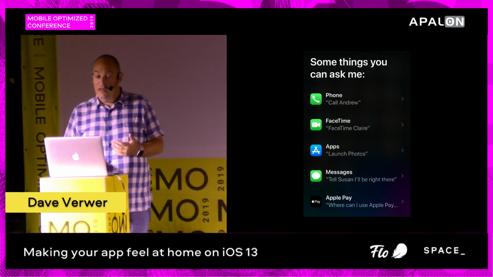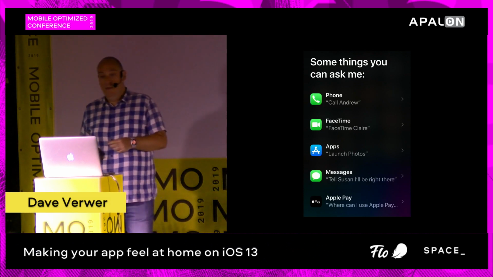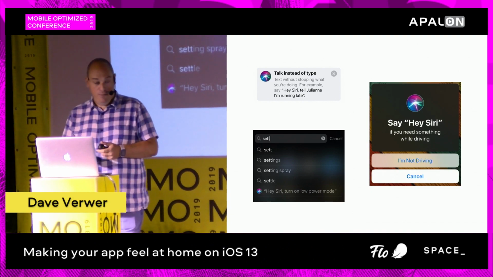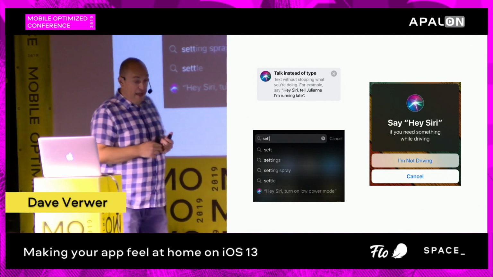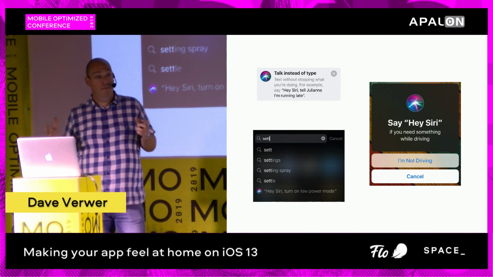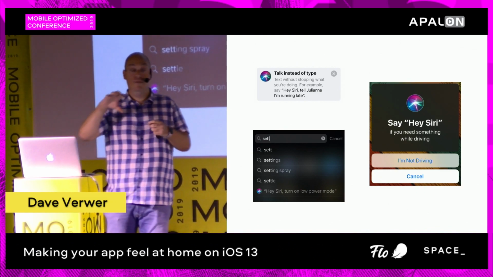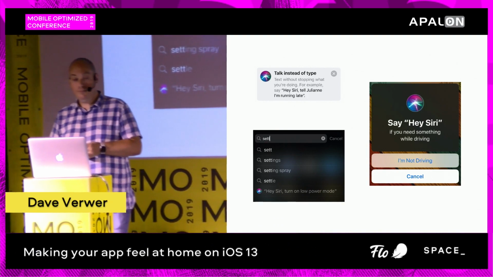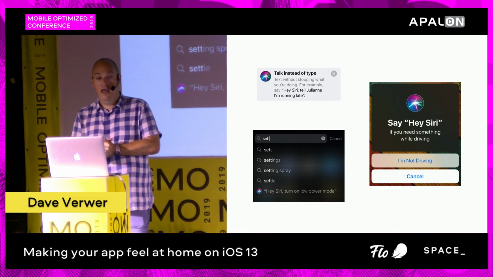And in iOS 13, they've taken this concept and they've put it all around the operating system. So, for example, 3 examples here. Top left, this is shown in the list of messages. If you open up Messages on iOS 13, at the top of the list, you'll see this talk instead of type. It tells you that basically you can use Siri to send a message.